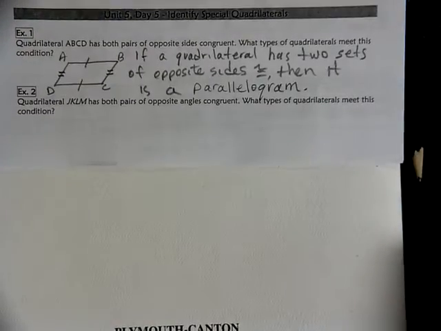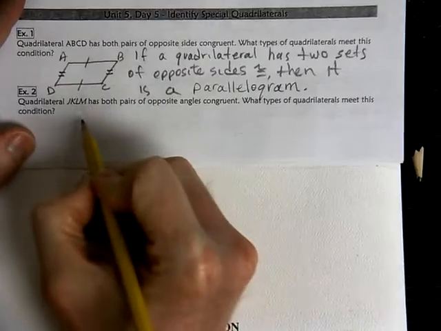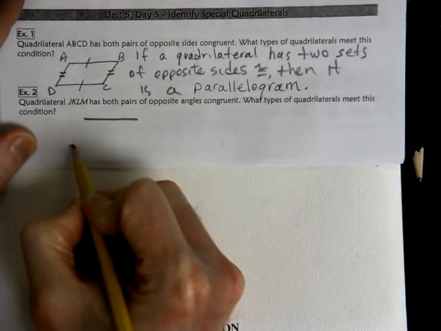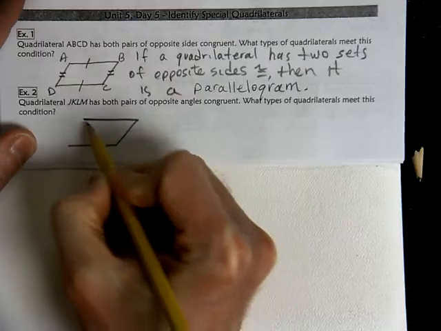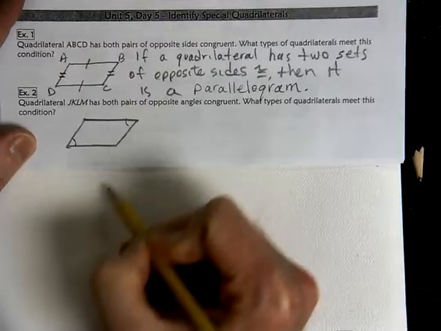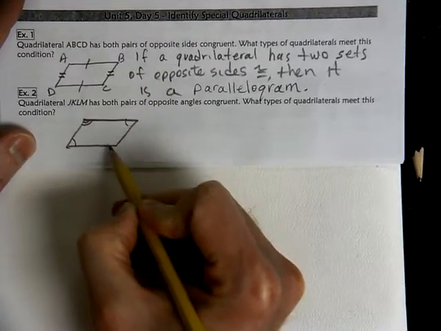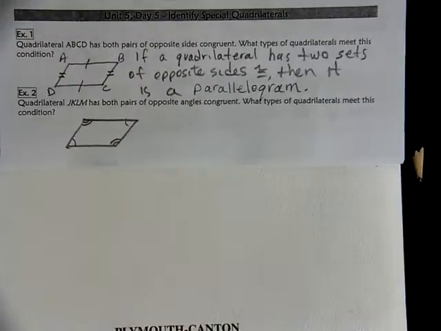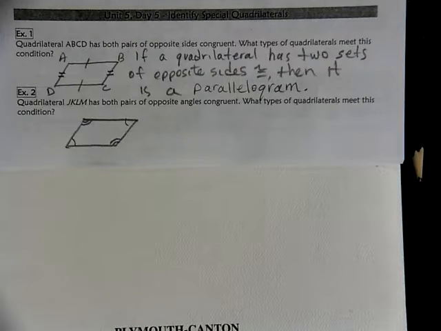All right, number 2. We have a quadrilateral JKLM, and it has pairs of opposite angles congruent. So we can draw our shape. We have two sets of opposite angles congruent. We don't know anything about the sides.